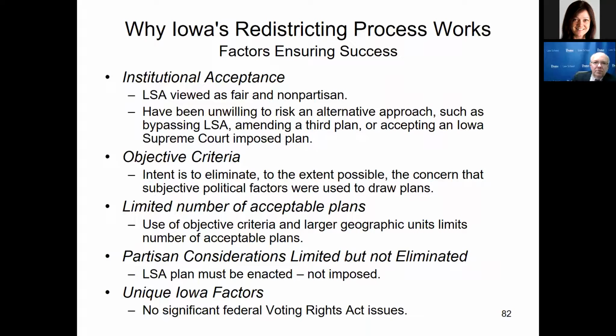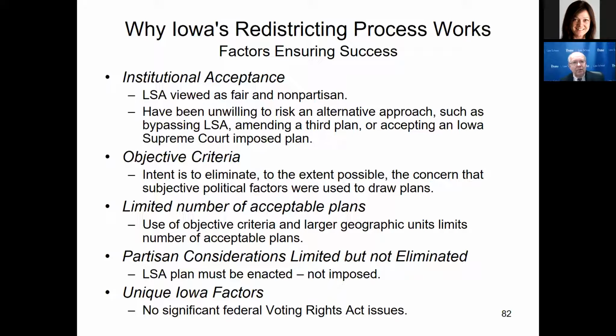There are some factors I think help make Iowa's process successful, at least from the perspective that I have. First, of course, is institutional acceptance. The Legislative Services Agency is viewed as fair and nonpartisan. And the General Assembly has been unwilling throughout the various redistricting cycles to risk an alternative approach, such as bypassing the Legislative Services Agency, amending a third plan, or accepting an Iowa Supreme Court imposed plan.